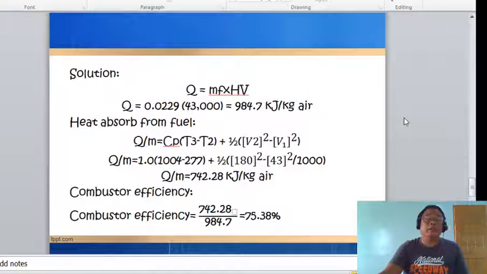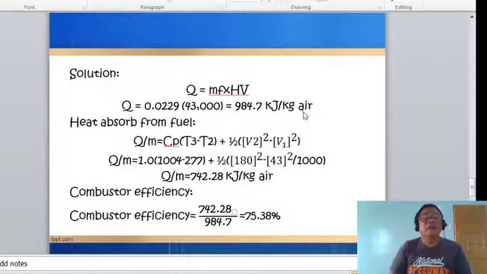Okay, solution. Take note now that the heat added in the combustor is the mass of fuel multiplied by the heating value. So substituting the fuel ratio, multiplied by the heating value, that is equal to 984.7 kilojoules per kilogram of air.